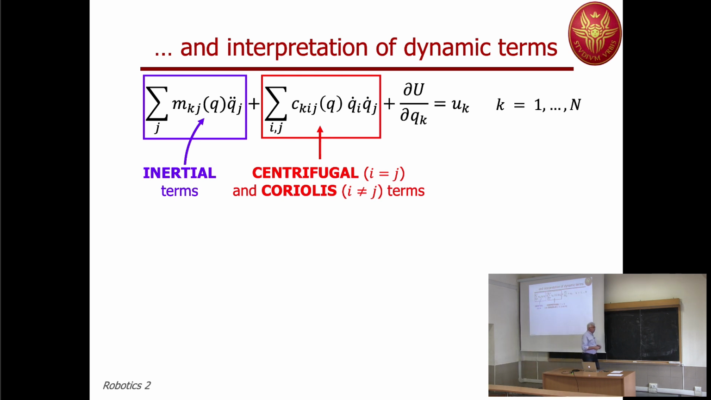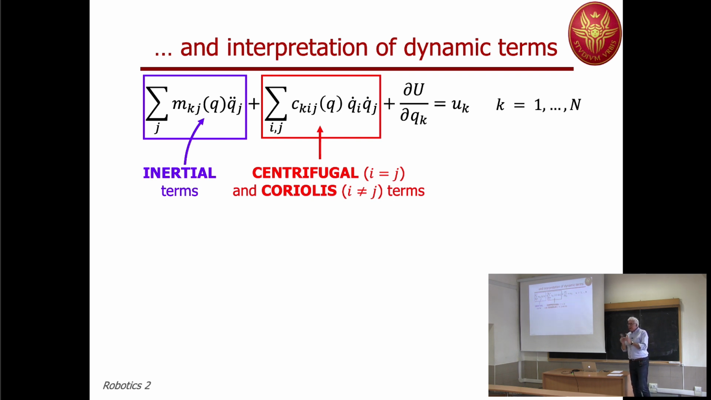In particular, when the index i, this is the kth equation, remember, so k remains fixed. The indices i and j are summed over all the indices from 1 to n. So when in the summation you have that i is equal to j, you will have a Christoffel symbol of the form c_kii, then you have the product of q_i dot times itself, so you have a quadratic term in q_i dot, and this is a typical centrifugal contribution.